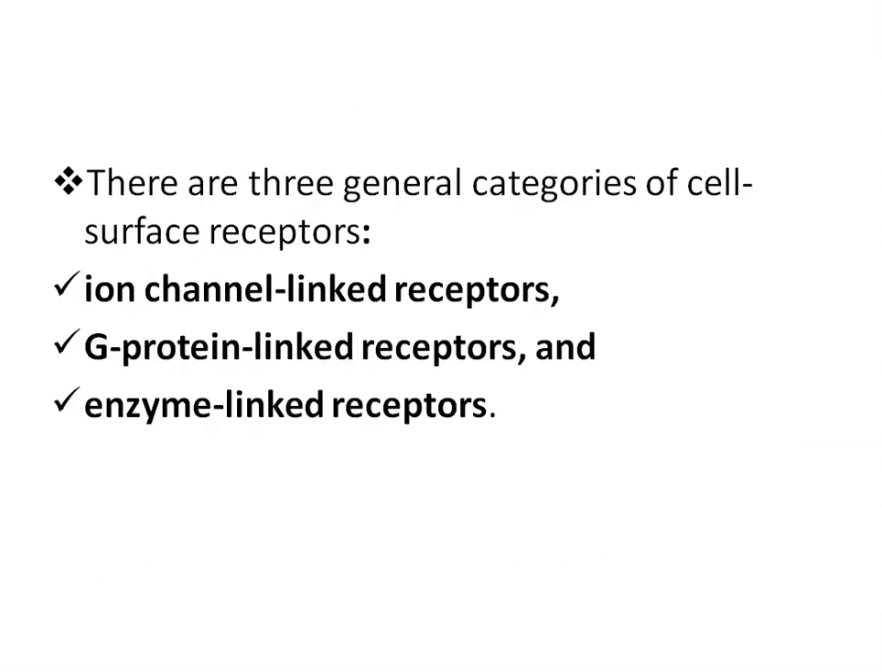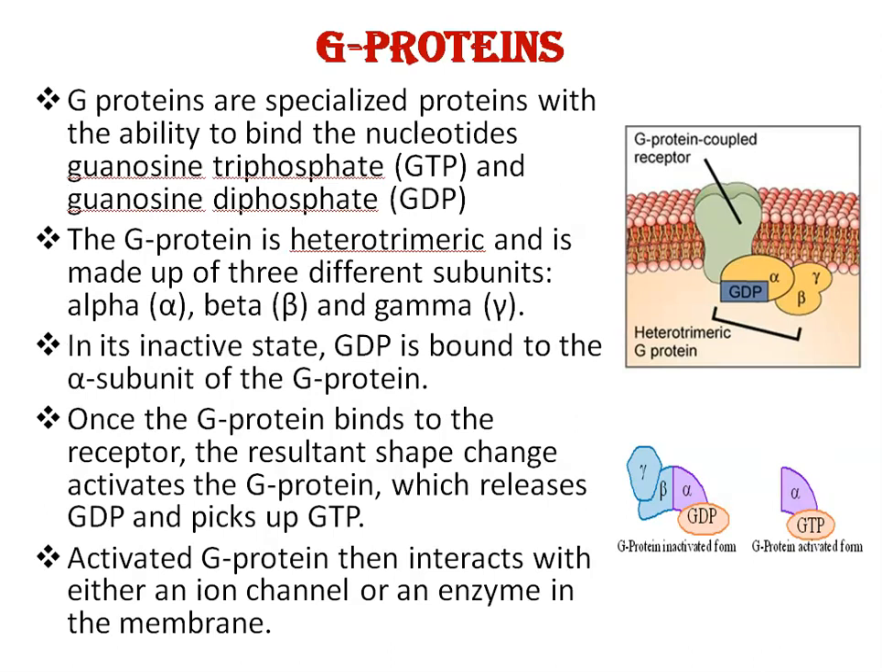There are three general categories of cell surface receptors. First is ion channel linked receptor. Second is G protein linked receptors. And the third is enzyme linked receptor. Today we will discuss G protein linked receptors only. Before starting with the G protein linked receptors, first I will tell you about what G proteins are. G proteins are specialized proteins with the ability to bind the nucleotides guanosine triphosphate, GTP, and guanosine diphosphate, meaning GDP.